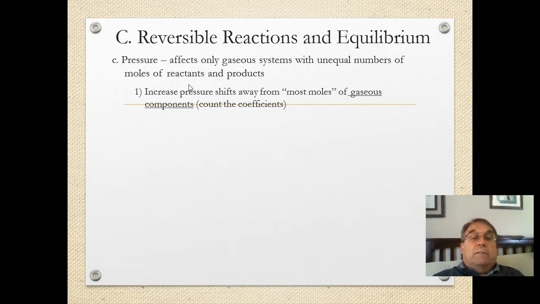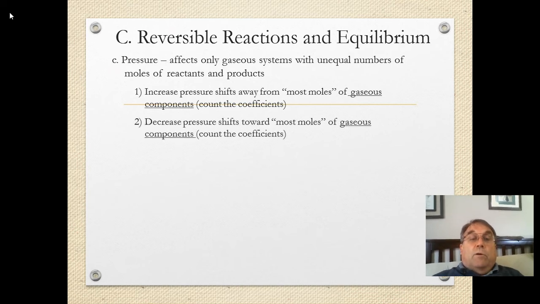If there's no gases, then pressure has no effect. If there's only gas on one side of the equation, then you need to take that into account. If there are gases on both sides, then you need to count moles of gases and see which has the most moles. So an increase in pressure shifts away from where the most moles of gaseous components are. You count the coefficients of gaseous products or reactants only. And a decrease in pressure shifts towards the most moles of gaseous components.